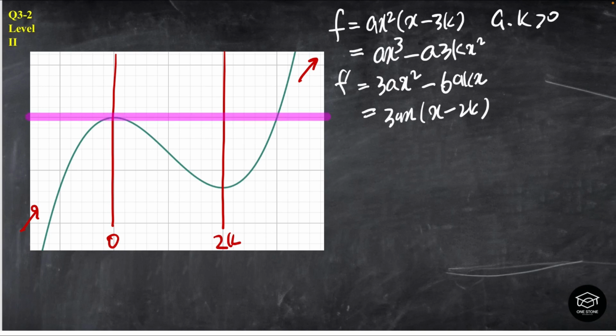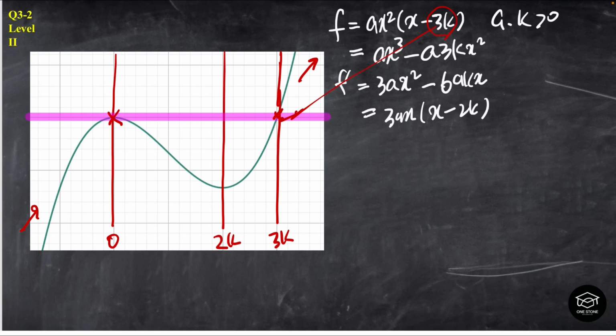Next, let's find the x-intercepts of the original function. Setting f(x) equal to 0, we see that x = 0 is a root of multiplicity 2, and x = 3k is another root. So the graph touches or crosses the x-axis at 0 and at 3k.